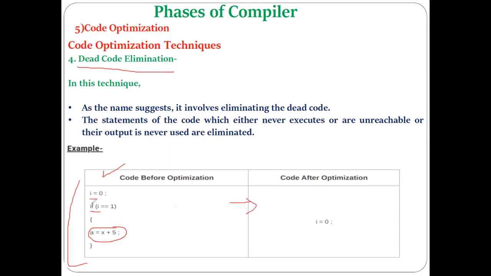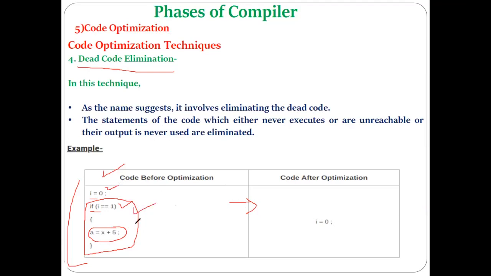Why? Because this code is considered as a dead code. Why? Because what is the condition? It returns if I equals 1. Now, I is never going to be equal to 1 because I is initialized to 0. Understood? So this part is never going to be executed.